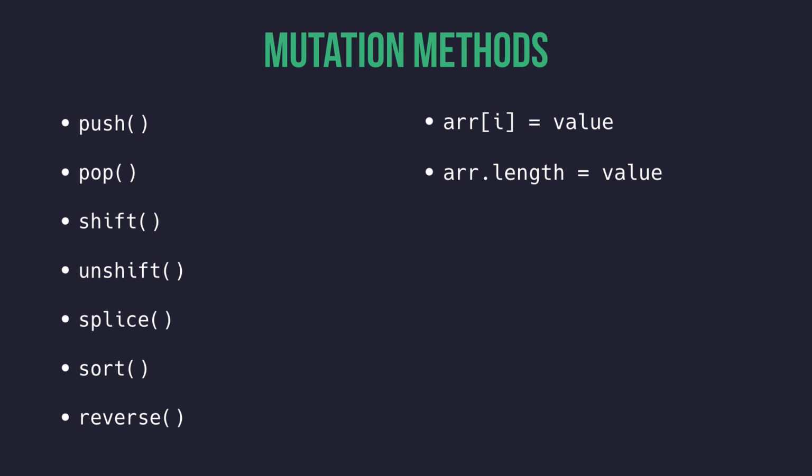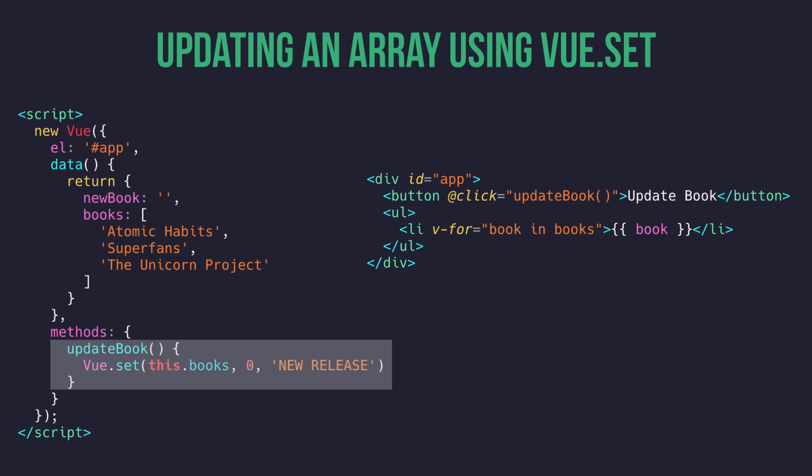So how do we fix this in Vue 2? Well, again, we can just come back and instead of accessing it using the array index, we can call Vue.set. The object is this.books. The index is 0 and the new value is new release. And so this will work.